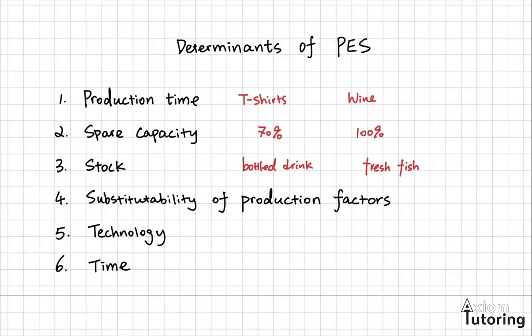The fourth determinant is the ability to switch factors of production to different goods. If resources can be moved easily between products, supply is more price elastic. A high PES example is automobile parts manufacturers.